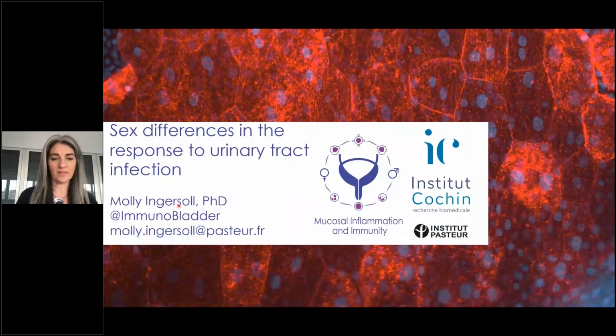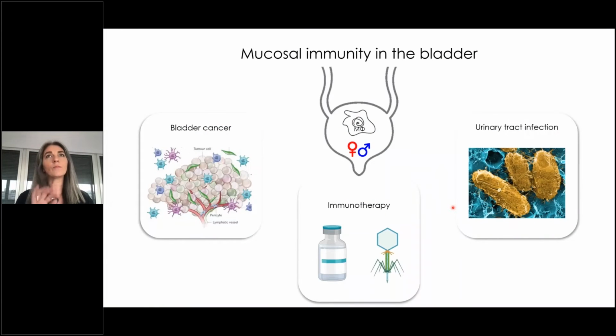As Neeloffer said, my name is Molly Ingersoll, and you can find me here on Twitter, or you can send me an email. Currently, I'm the head of the mucosal inflammation and immunity group at Institut Cochin, with an affiliation with Institut Pasteur. In the lab, we're really curious about how mucosal immunity develops specifically in the bladder. We are interested in part because it's an important mucosal site, but it's also a very understudied mucosal site. The way we do this is we look at the response to diseases such as urinary tract infection, but also bladder cancer. And one of the things that we think is really interesting about these is we can use the studies from one to understand mechanisms that occur in the other.